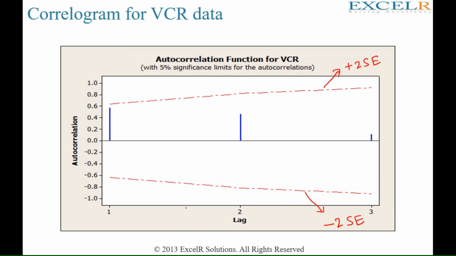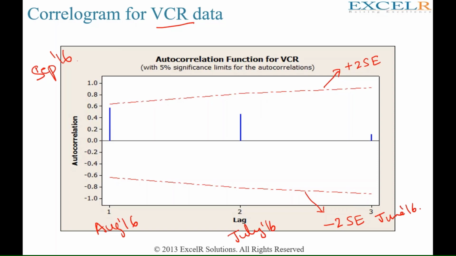And these are the lags. What do you mean by lag? Say I want to forecast what will be the VCR sales for, say, September 2016. Lag 1 is August 2016. Lag 2 is July 2016. Lag 3 is June 2016.